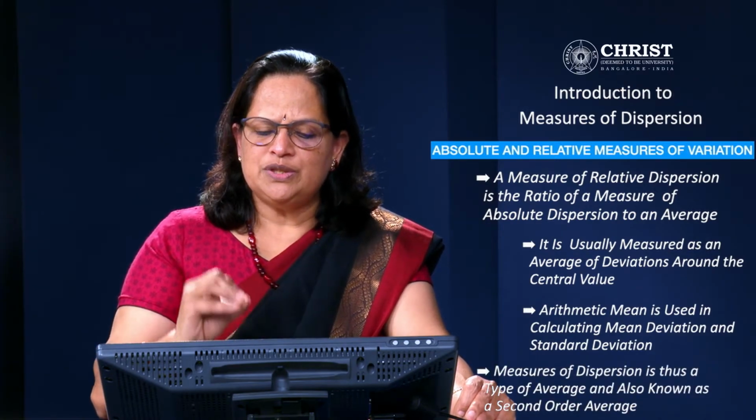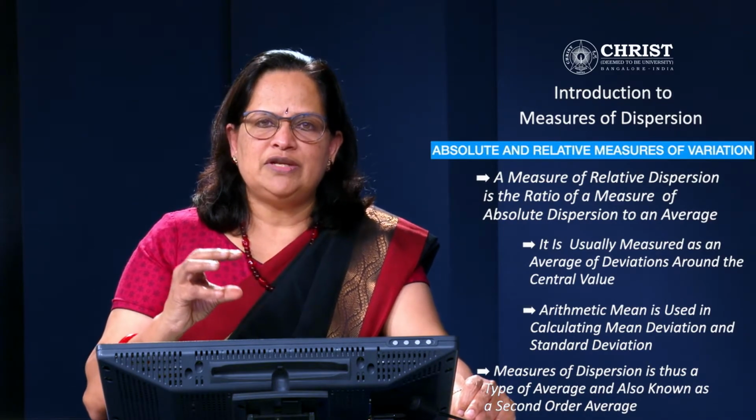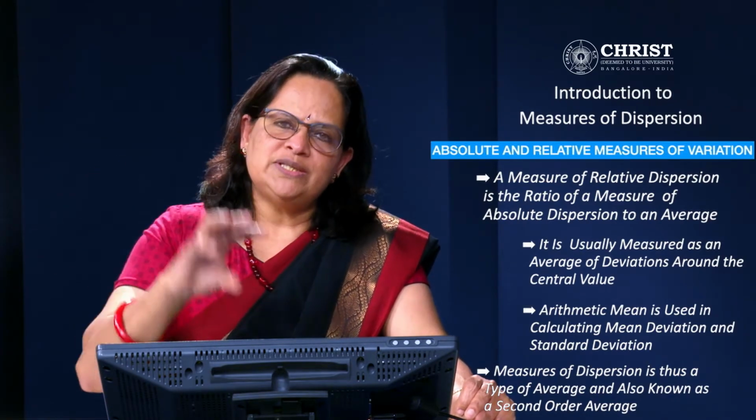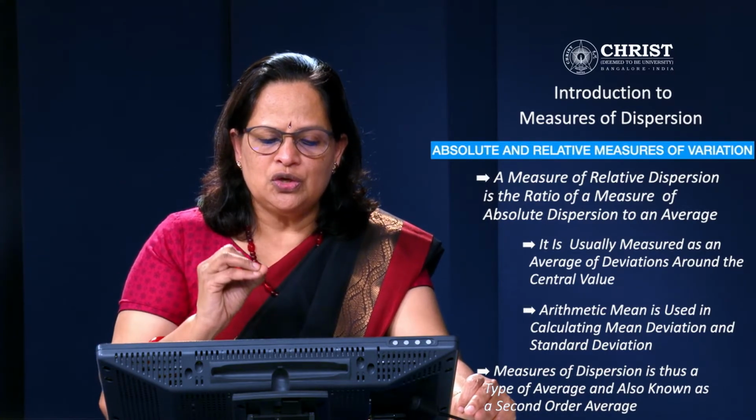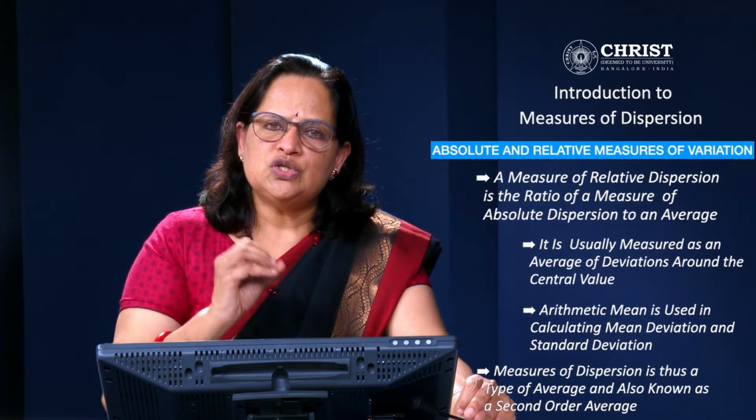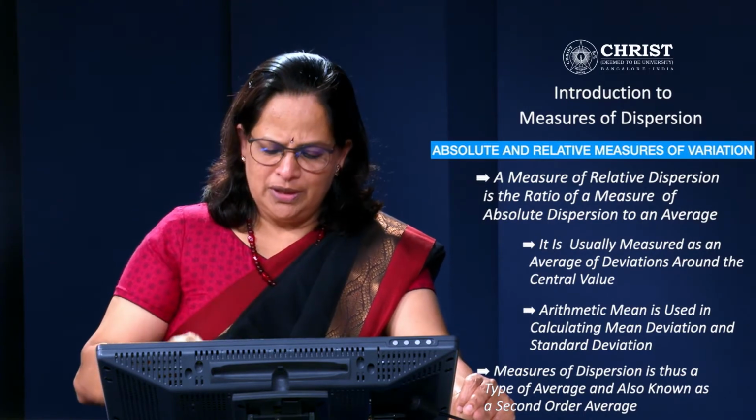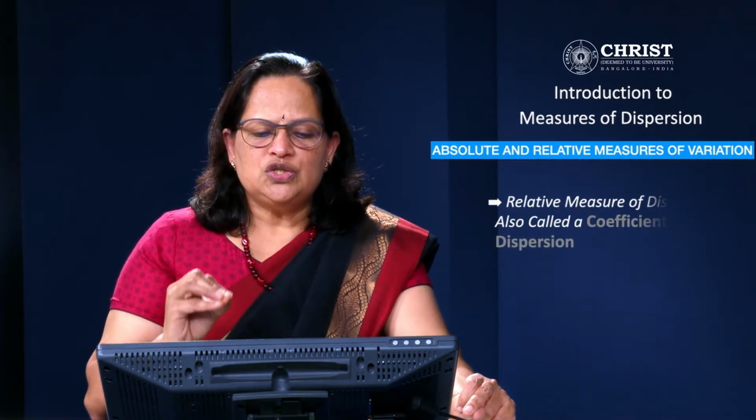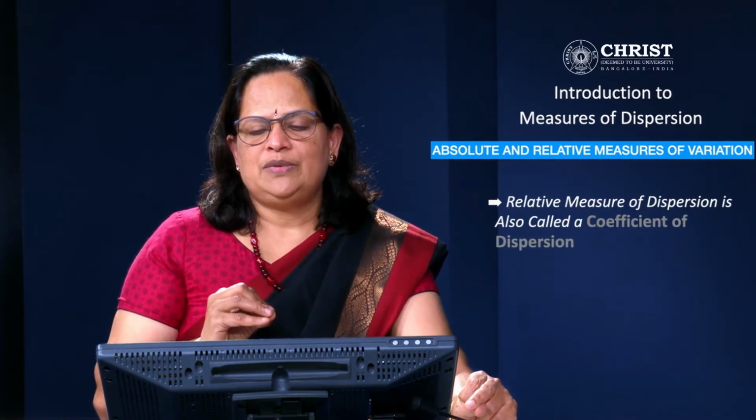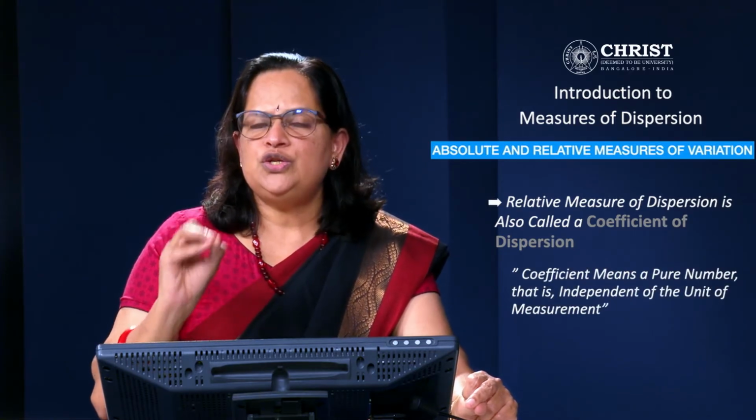And measures of dispersion is thus a type of average and also known as second order average, because from the mean we are computing the deviation. So the second order average, that is why measure of dispersion is also called second order average. Now, relative measure of dispersion is also called as coefficient of dispersion, meaning coefficient means a pure number that is independent of the unit of measurement.